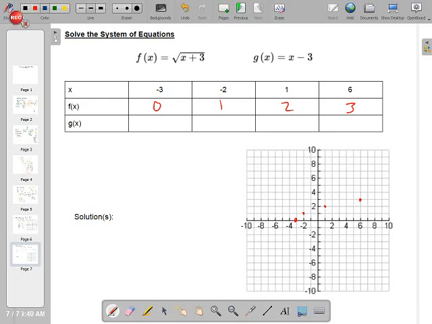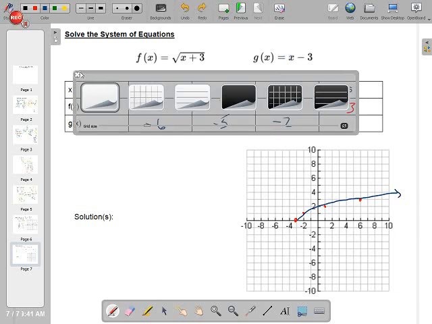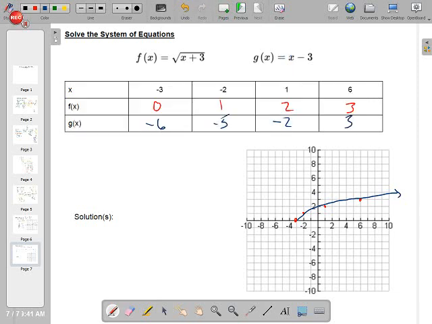So there's my radical function, that's f of x. Again, it's half a parabola, looks like that. I also want to do the same thing with g of x. This is a linear function. So if I plug in negative 3 here, negative 3 minus 3 is negative 6. Negative 2 minus 3 is negative 5. 1 minus 3 is negative 2. And 6 minus 3 is, oops, that's cool I guess. 6 minus 3 is 3.